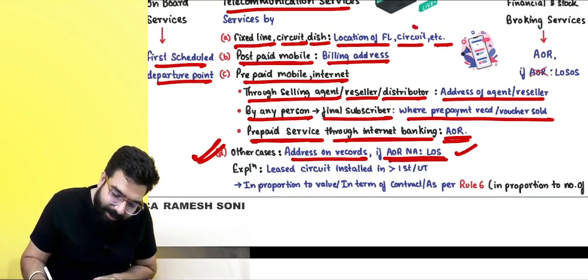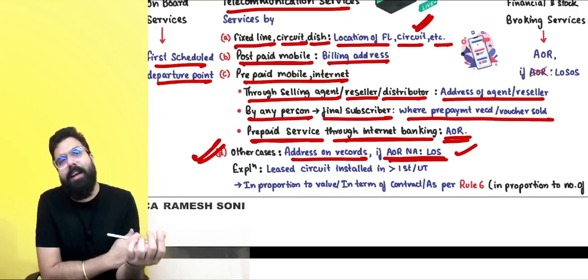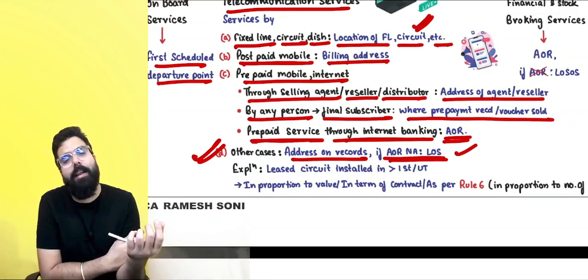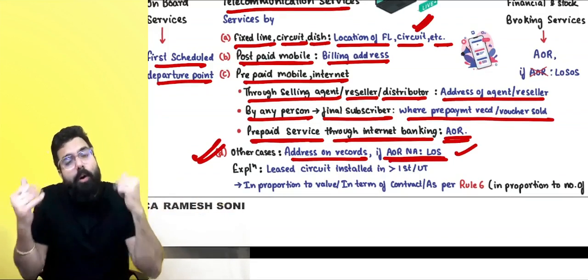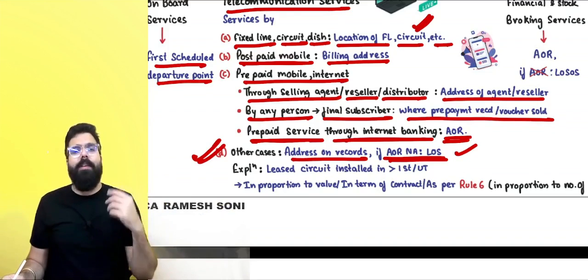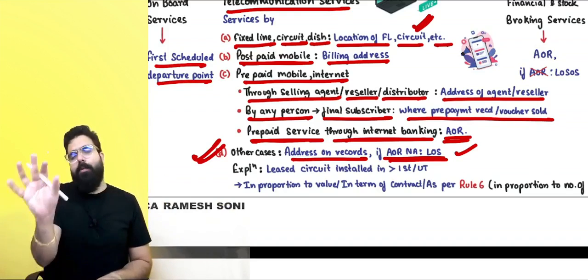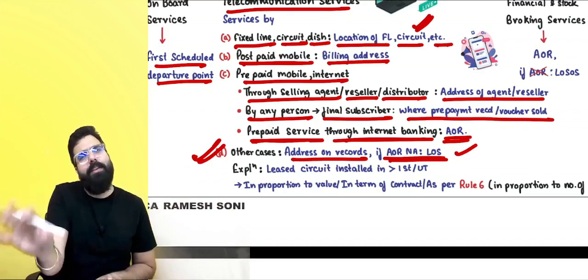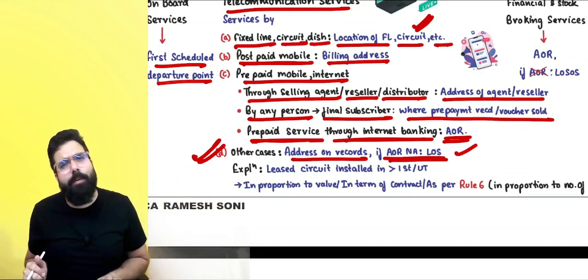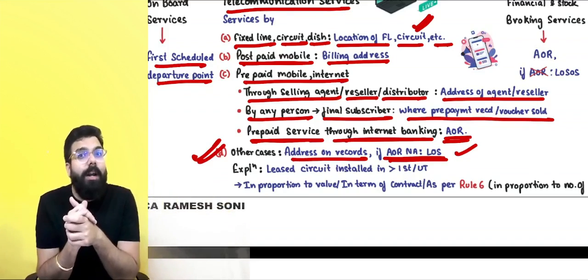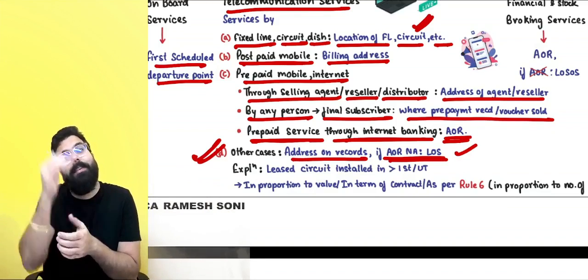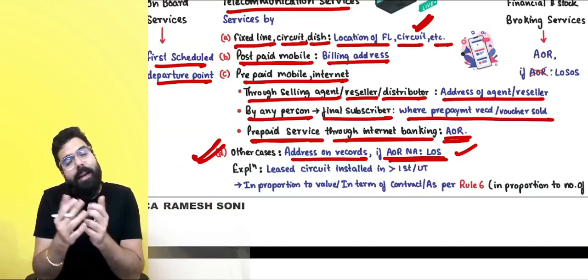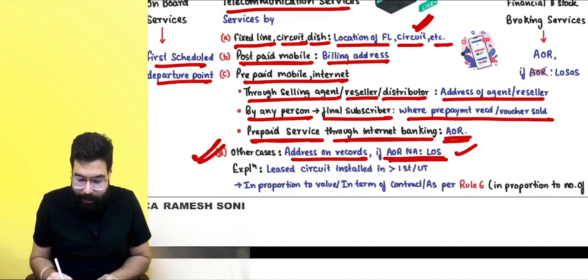Now, if a lease circuit or lease line is installed in more than one state, then the place of supply will be in each of the states. Value apportionment, how to do it? Always remember, if they have collected separate value, then separate value has a separate place of supply. But if a consolidated amount is collected by BSNL, who has given me a lease line, basically a lease circuit, then see the contract.